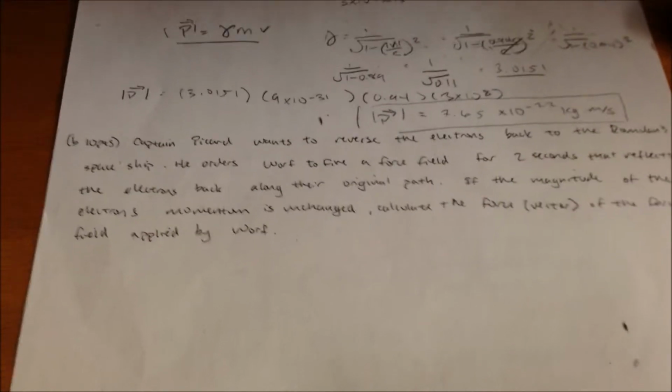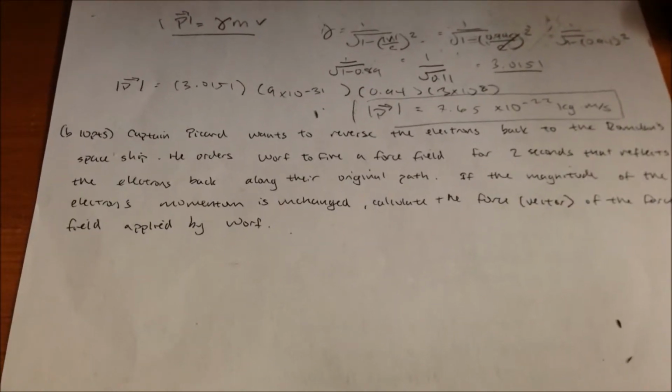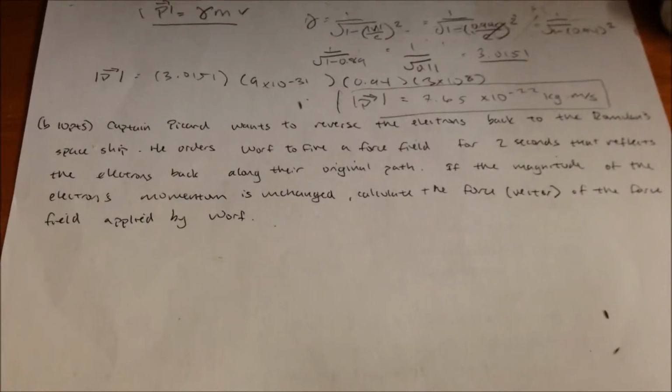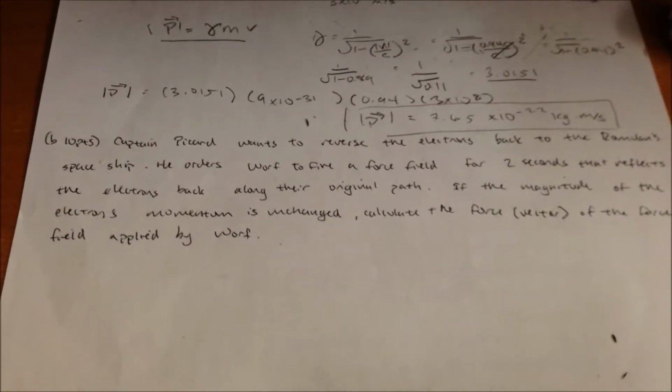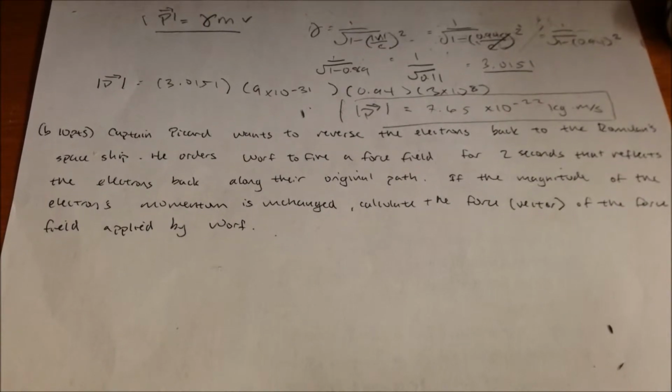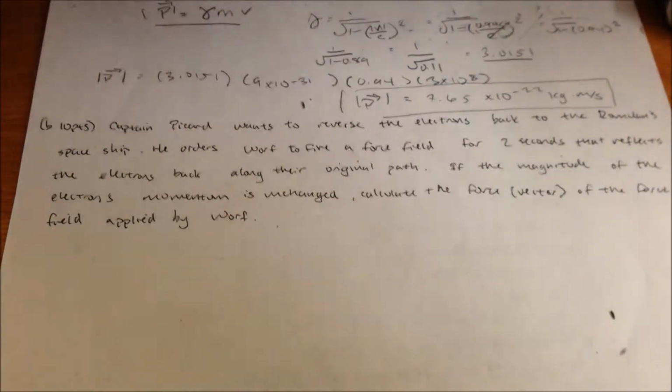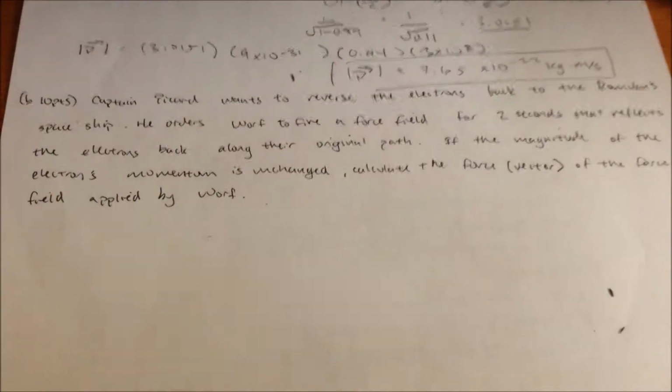Now moving on to the second part of the problem. The second part states Captain Picard wants to reverse the electrons back to the Romulan spaceship. He orders Worf to fire a force field for 2 seconds that reflects the electrons back along their original path. If the magnitude of the electron's momentum is unchanged, evaluate the net force, the force vector of the force field applied by Worf.